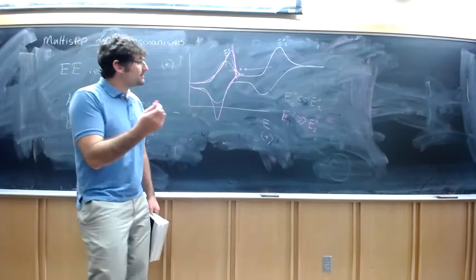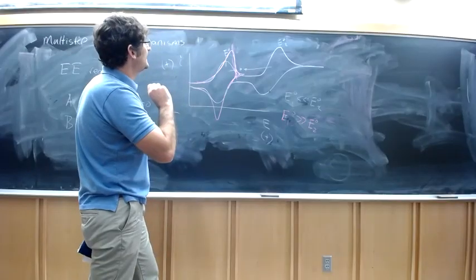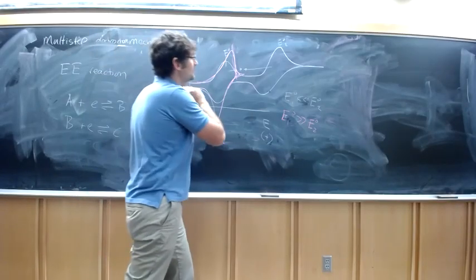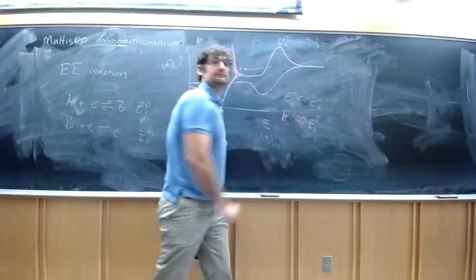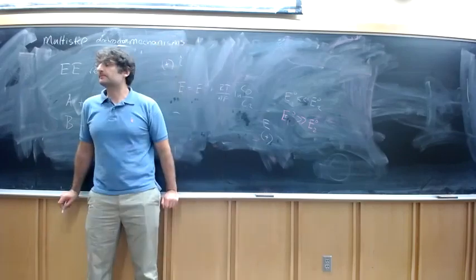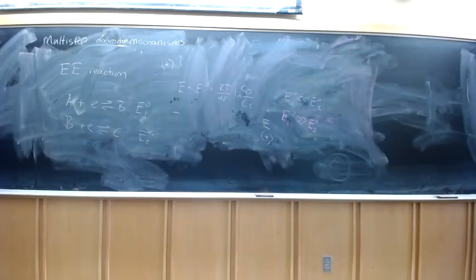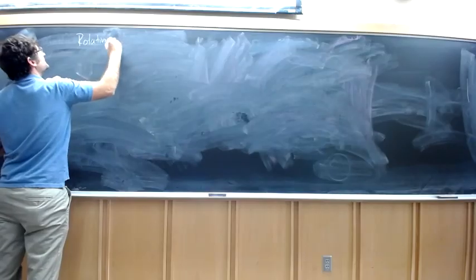And this is the way to think about this, is as soon as I start doing any chemistry at E naught 1, the second reaction immediately occurs. Okay, good. So let's see here. Let's talk maybe briefly about rotating disk voltammetry. Rotating disk.